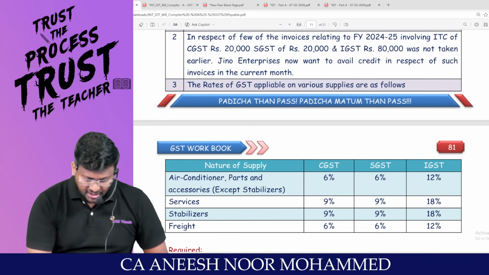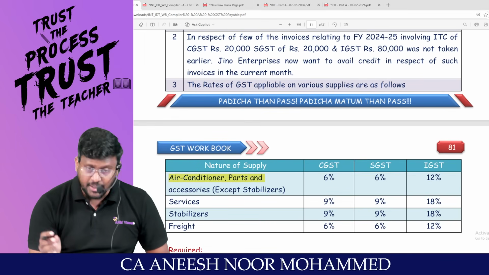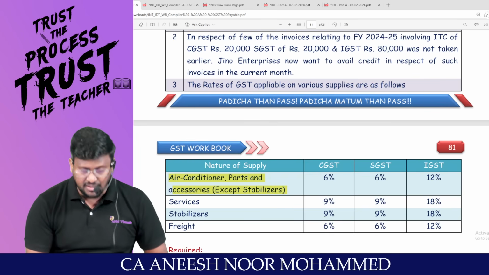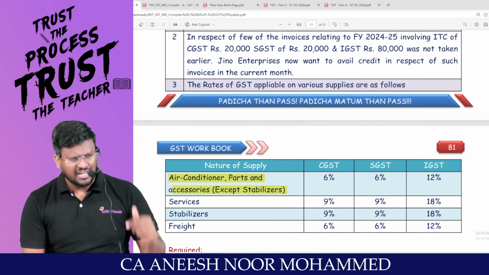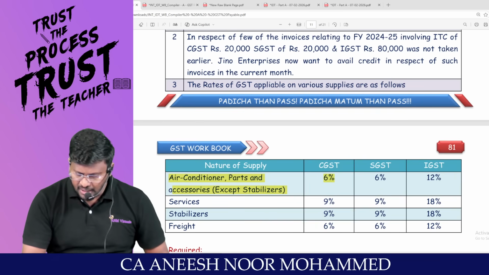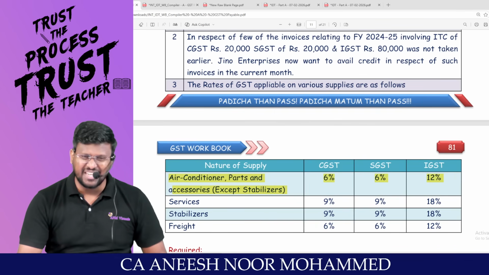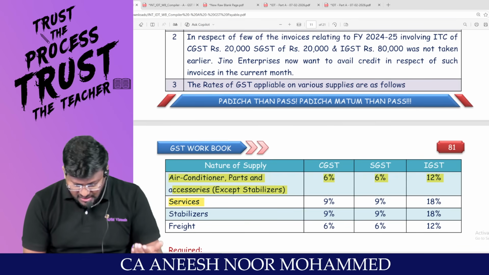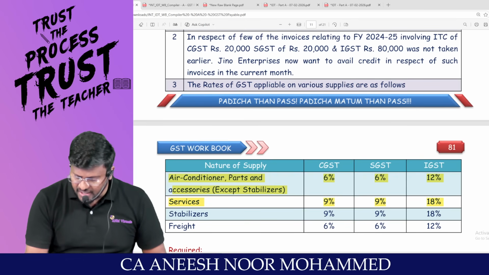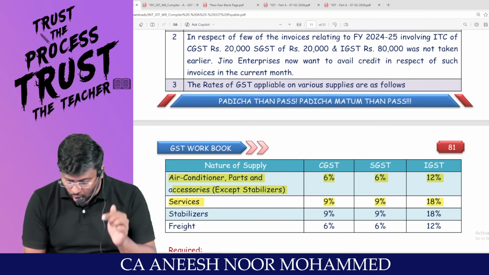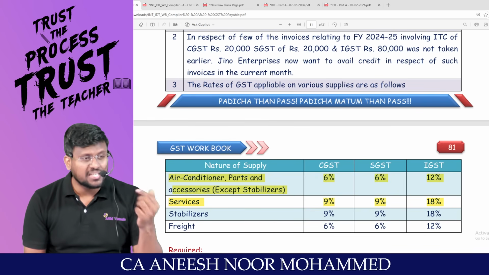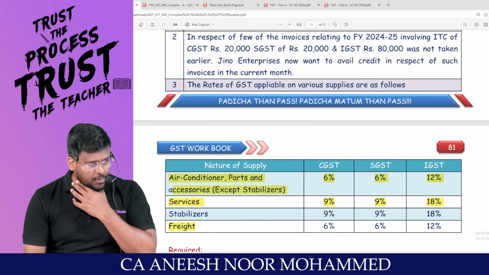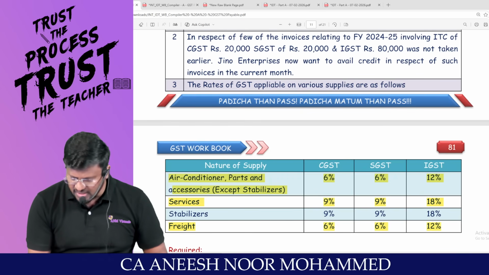Look here. If you are selling the AC, parts of the AC, or accessories except a stabilizer, even though stabilizers are also goods, the rate of a stabilizer is something different. 6%, 6%, 12% is the AC rate. If you are providing AC services, it is 9%, 9%, 18%. Whereas freight, when you are transporting from one place to another, is 6%, 6%, 6%.